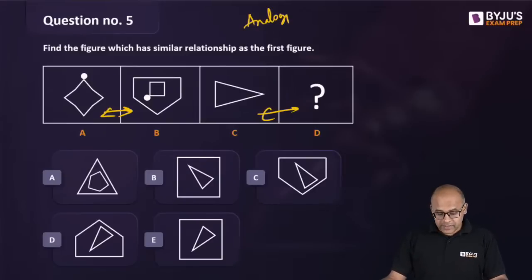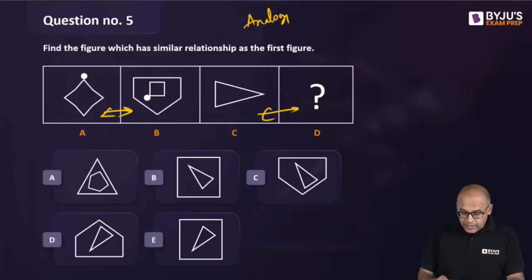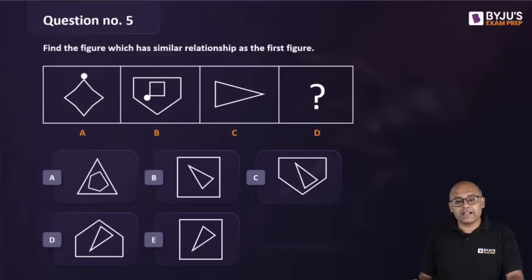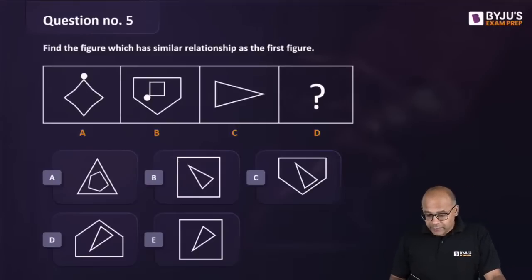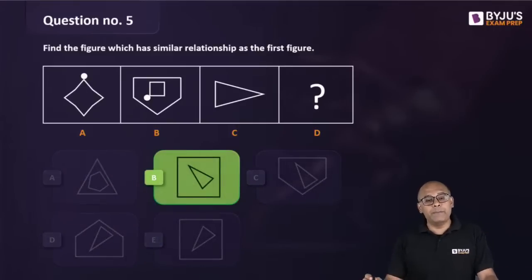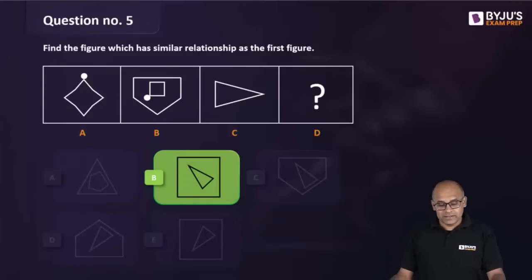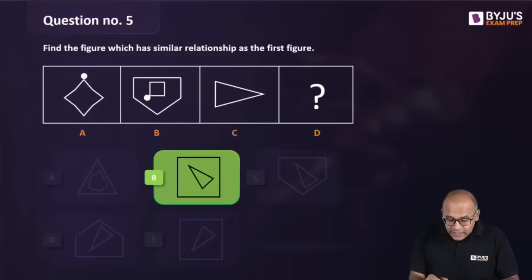Okay, what are the answers? Let's take a look at the correct answer. The correct answer, my friends, happens to be B, not C for Charlie, Ankita, B for beta. Let's see why it is B. Why is the correct answer B? What is the analogy here?